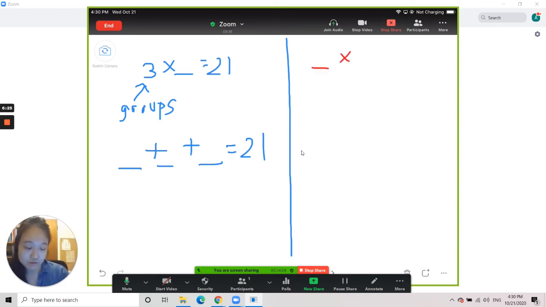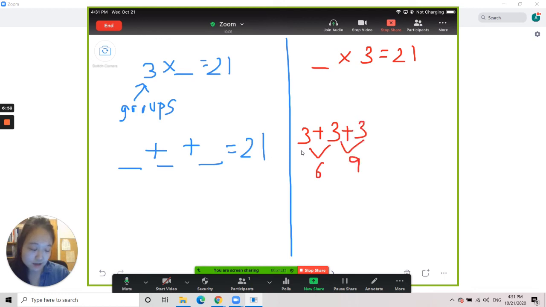So blank times 3 equals 21. Now, because 3 is the second factor, I know that I need to add 3 over and over again. How many times? I don't know. That's my missing factor, until it adds up to 21. So I wrote 2 threes down. It only adds up to 6. So I need to keep on adding 3s.